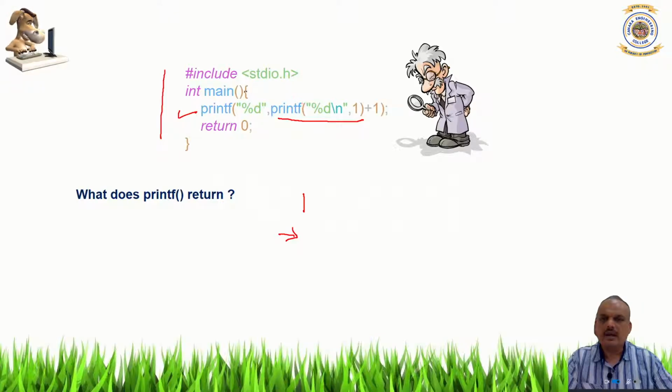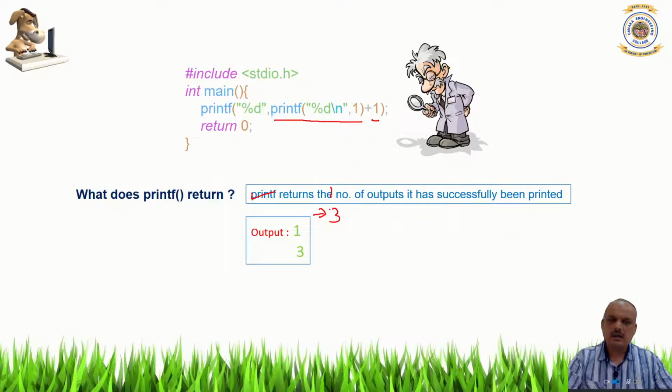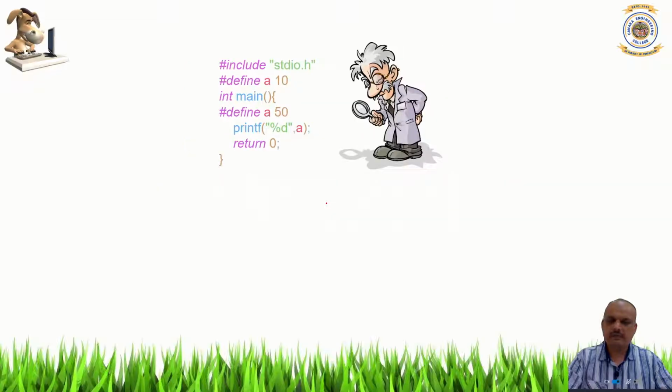After that the compiler comes back to the original printf, that is the outermost printf, and starts executing it. So it has a %d and a newline, and then something plus 1. The main question is, what does printf return? Printf returns the number of characters that it has printed out. In this case it has printed a 1 and a newline, so the output would be 2. So 2 plus 1 is 3. So the output of this code is 1 and 3.